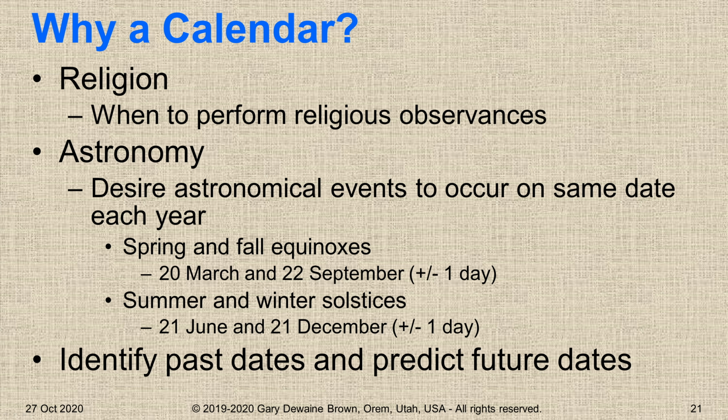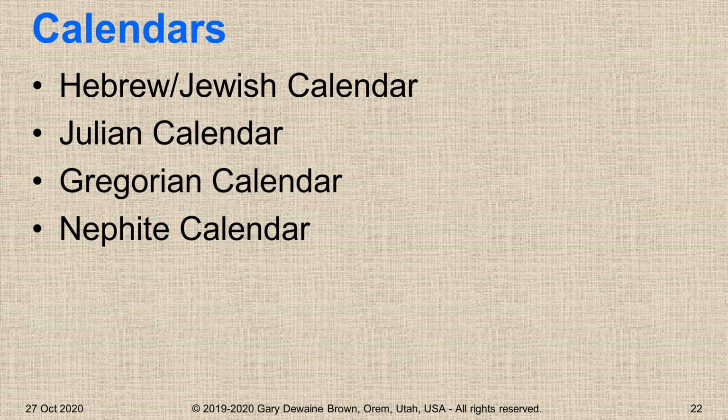A third reason is for people to reliably identify past dates and predict future dates for family, commerce, government, and space travel purposes. To do such requires an accurate calendar so repeating astronomical events occur on the same date each year. We will discuss the following calendars with their characteristics and their advantages and disadvantages.